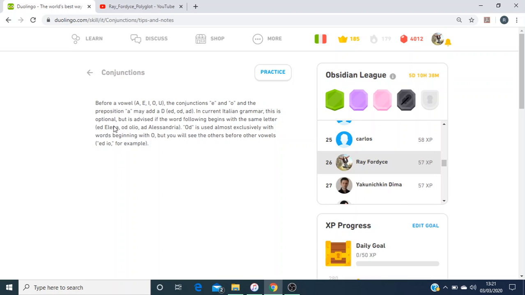So ed, E is and, so and Elena. O is or, od olio is or oil. Ad Alessandria is like to. That's a preposition. We'll come into that in the next lesson. But that's like to Alessandria. Od is used almost exclusively with words beginning with O, but you will see the others before other vowels. Dio, for example. Okay, that's all the notes we've got for this one, so let's practice.